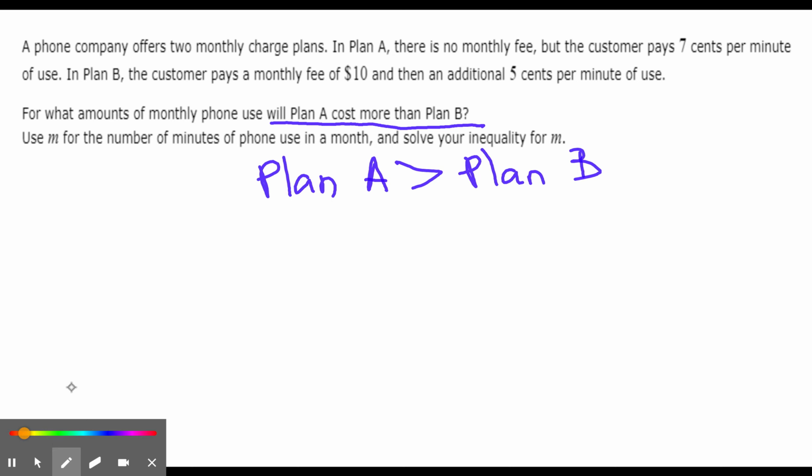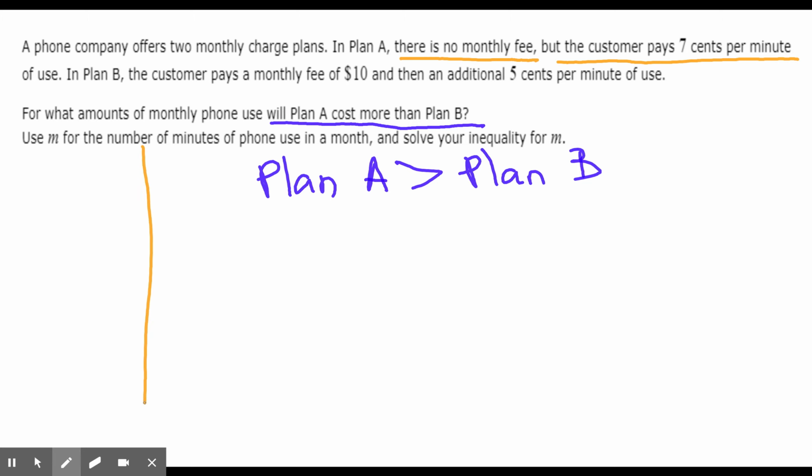Where is plan A? There is no monthly fee, but the customer pays 7 cents per minute. So how do I represent 7 cents per minute? Is that 7 times M? Is that 70 times M? Is that 0.7 times M? Or is that 0.07 times M? Which one of those represents 7 cents per minute?